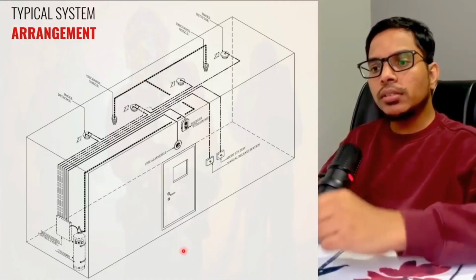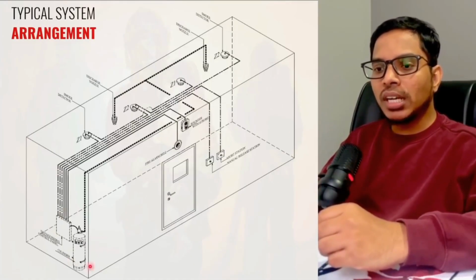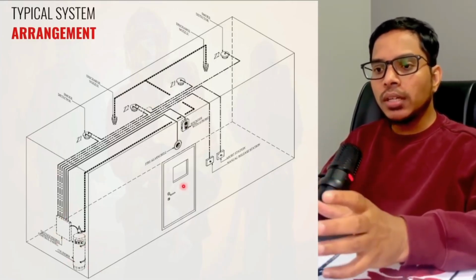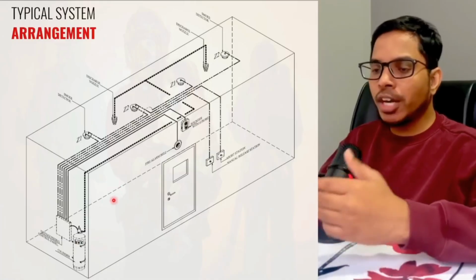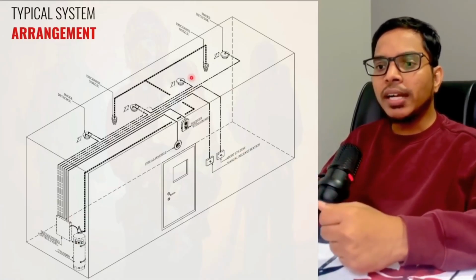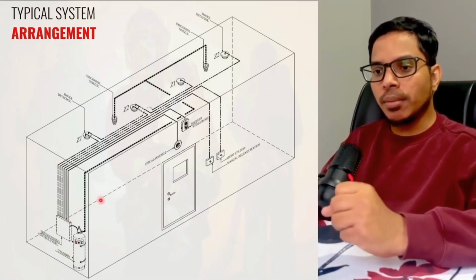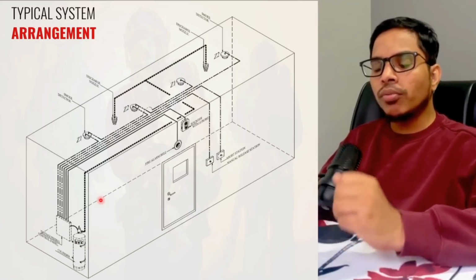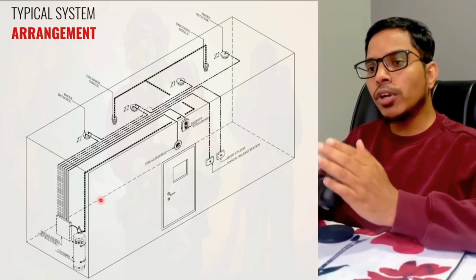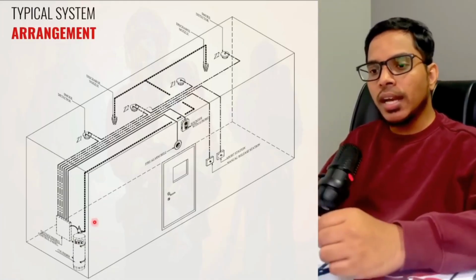So let us try to understand the typical system arrangement of a Cleanagent system. As you can see on your screen, there is a particular room, which might be an electrical room, server room or telecommunication room for example, and this room is protected by the Cleanagent system. Please note, when we say Cleanagent system, it will have two parts. One is the mechanical part, the other is the electrical part.